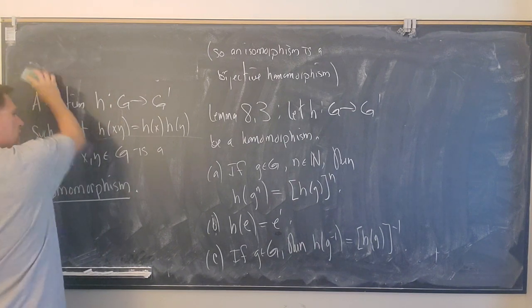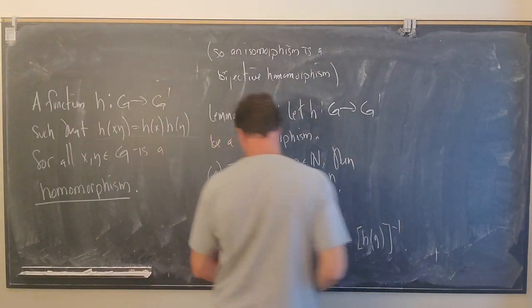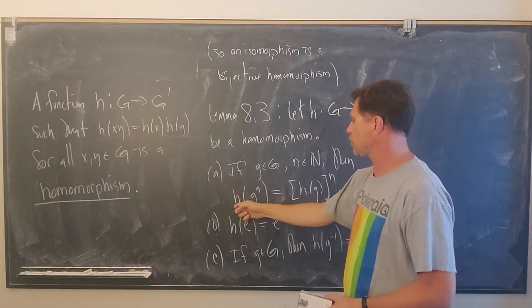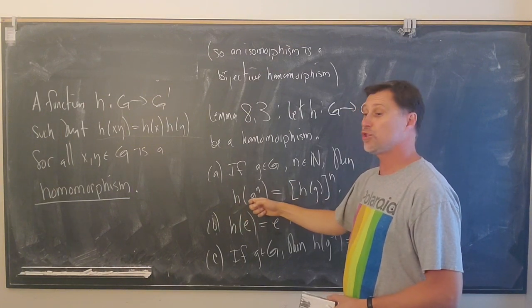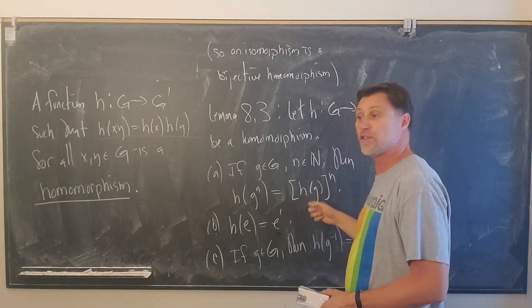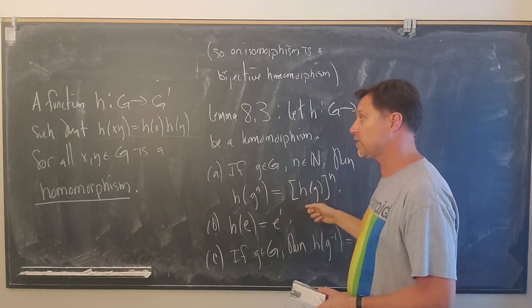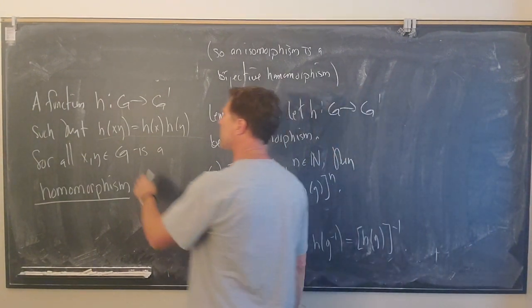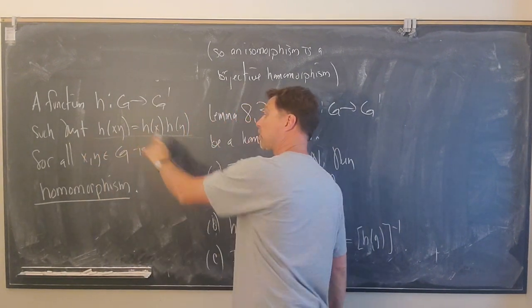Now, I'm about to erase this, but let's just take a look at what this is saying. H applied to g times g times g times g, a bunch of g's inside, is equal to h of g times h of g times h of g times h of g. That should not be surprising given this homomorphism property right there.